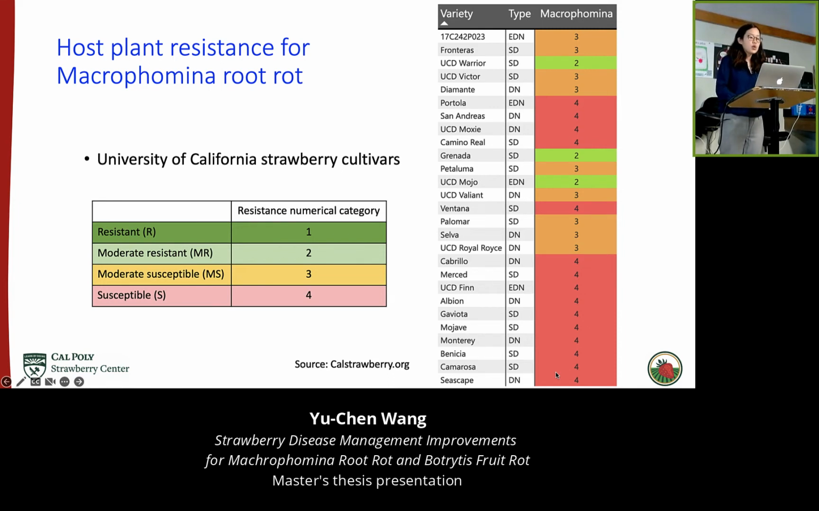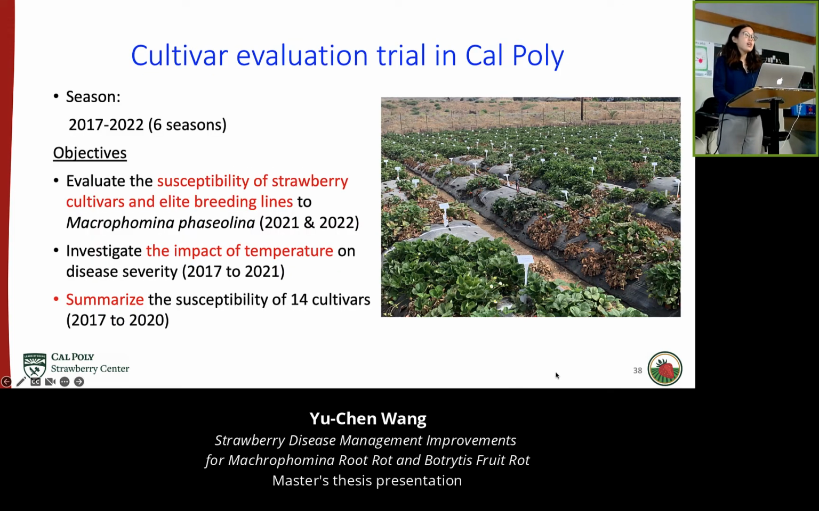Here I'm showing the cultivars from the University of California and their resistance category for Macrophomina root rot. Resistant is shown in green, and susceptible is shown in red. You can see that the majority of our cultivars are susceptible to the disease, and there's no complete resistance to the disease. So there is a high need for us to build a strawberry that is resistant to Macrophomina root rot.